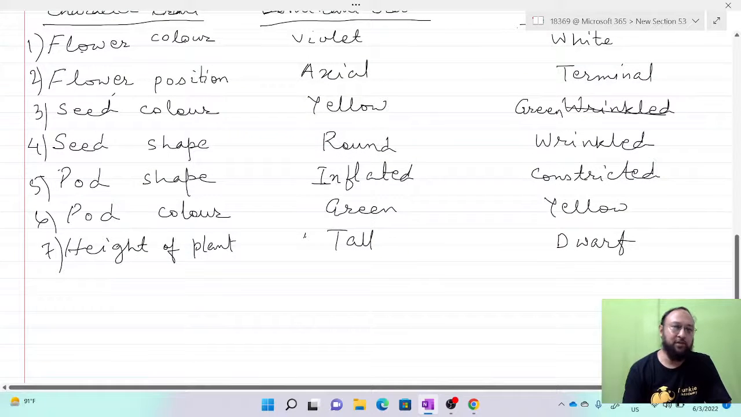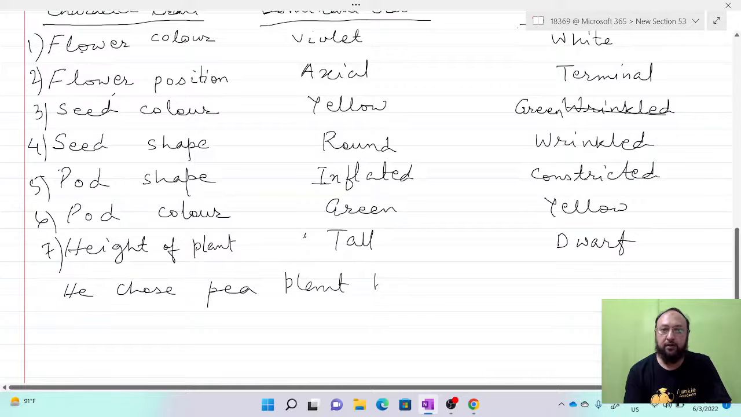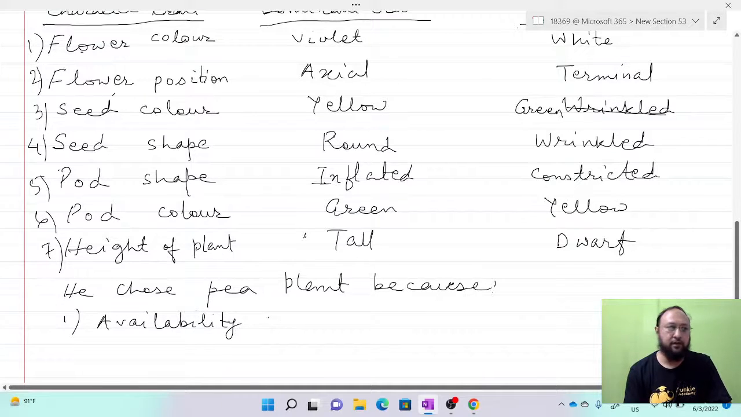Mendel's experimental material: why did he choose the pea plant? Number 1 is the availability of easily detectable contrasting traits. In the above table we saw there are 7 traits.